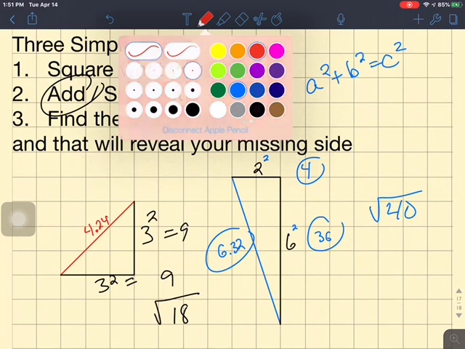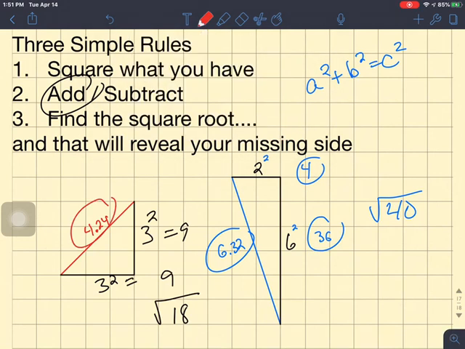And so that is how you use slope triangles and the Pythagorean theorem in conjunction together to find the length of lines drawn in a coordinate plane.